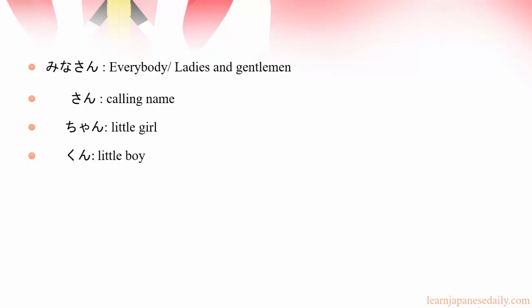One more thing is when you want to say where you come from, such as I'm American, we say the name of the country, then put the suffix "jin". I'm Vietnamese, Vietnamese. I'm American, American. It's easy to remember, right?